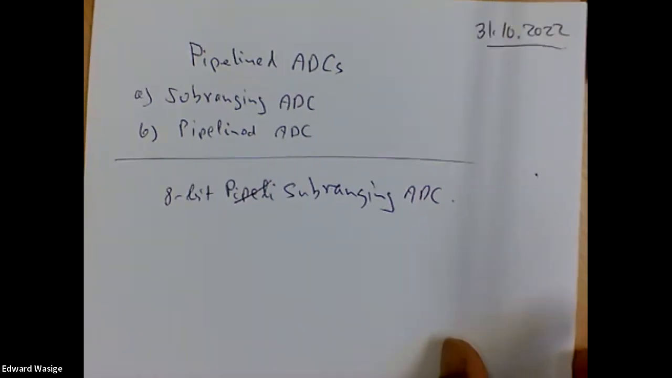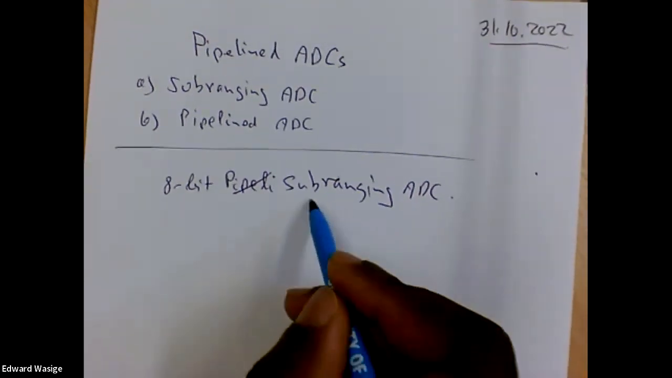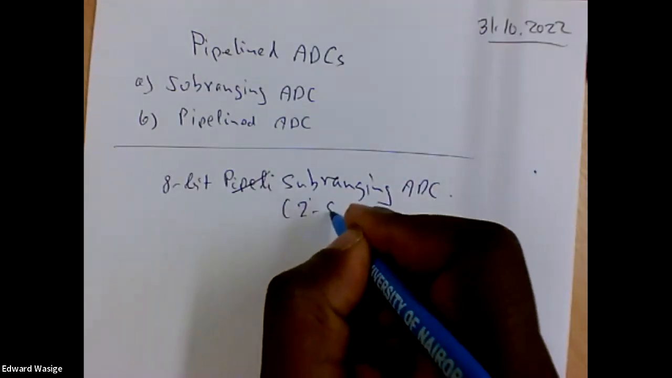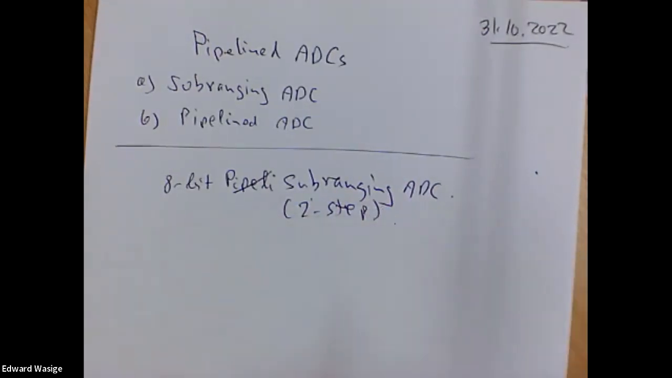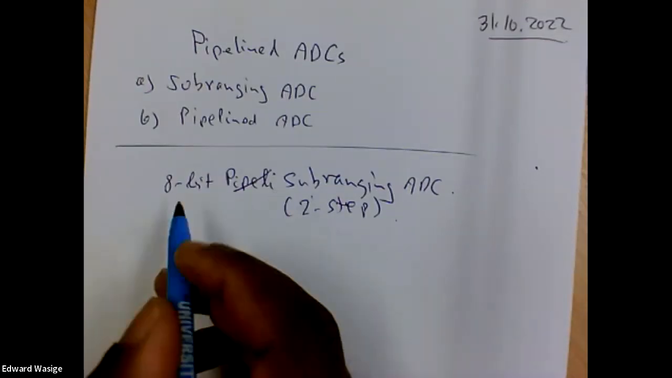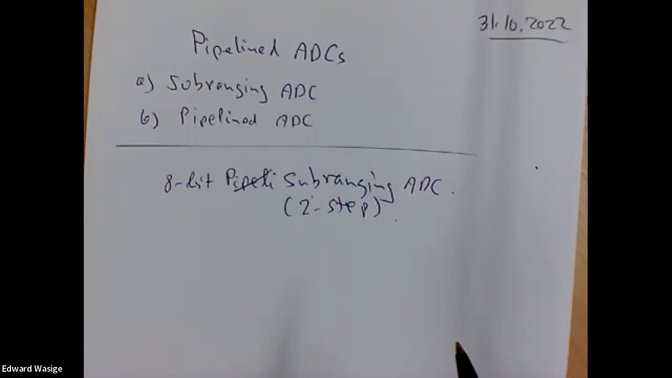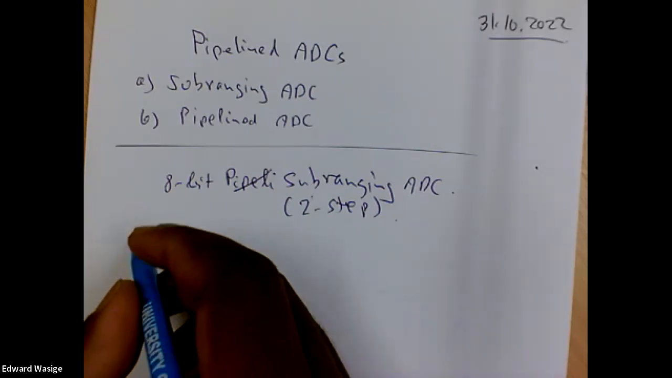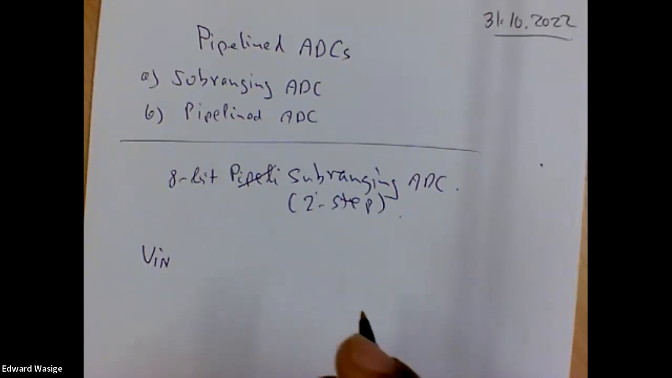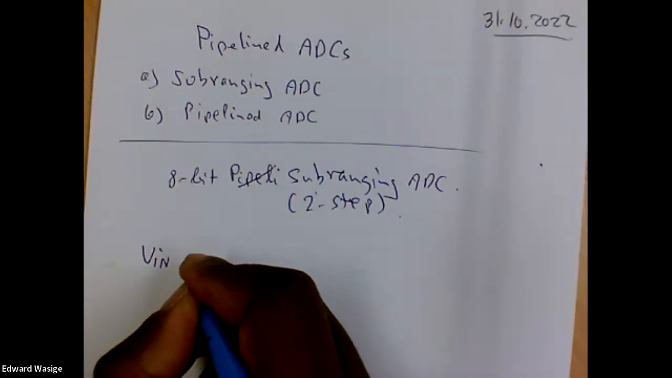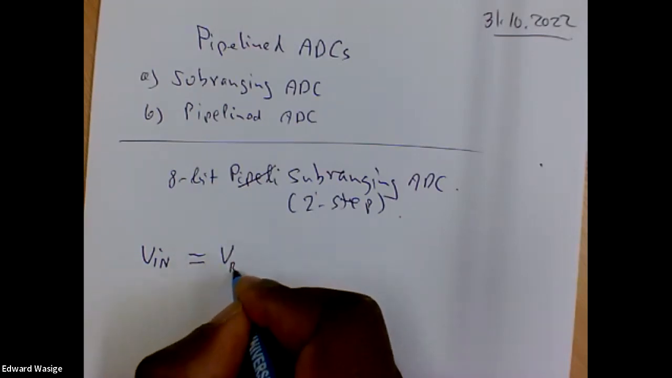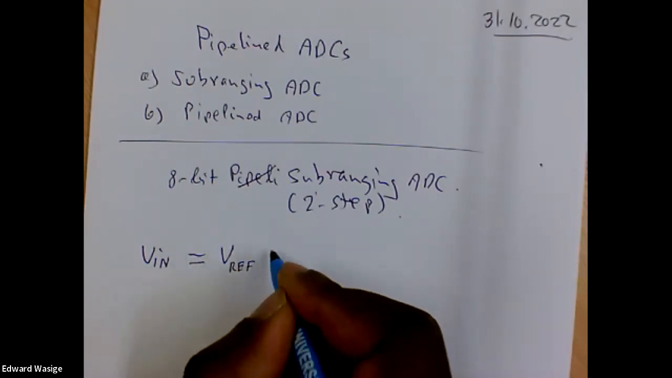So we'll start with an 8-bit ADC, which is called a sub-ranging ADC. It's also called a 2-step ADC. It can be multi-step, but this particular one is a 2-step ADC. We do that with an example of an 8-bit ADC. In an 8-bit ADC, we have a sampled analog input, and from this analog input, we need to determine the bits B1 to B8.